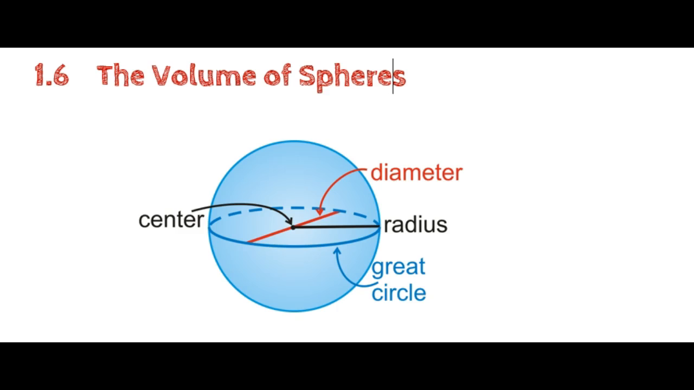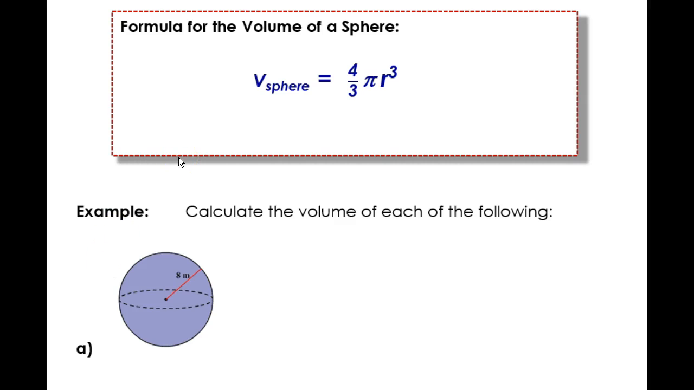Let's move on to the formula used to calculate the volume of spheres. Through experimentation with lots and lots of spheres and comparing them to cylinders and cones and things of that sort, this formula was developed. It turns out that the volume of a sphere is equal to 4/3 times pi times the radius cubed.